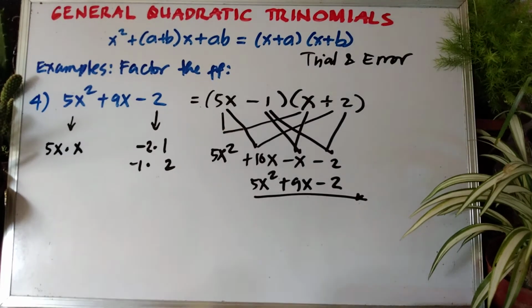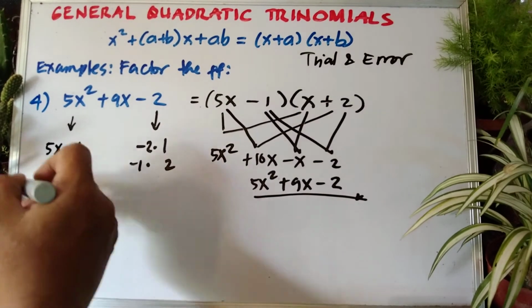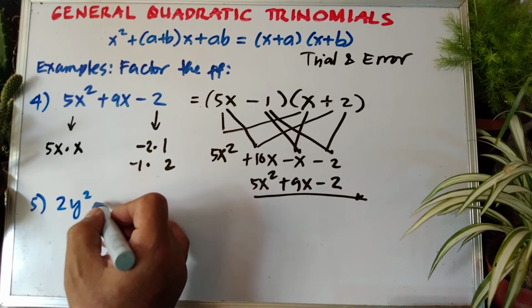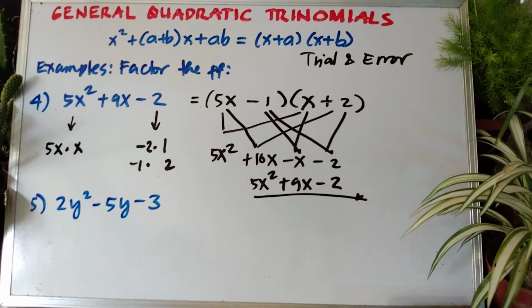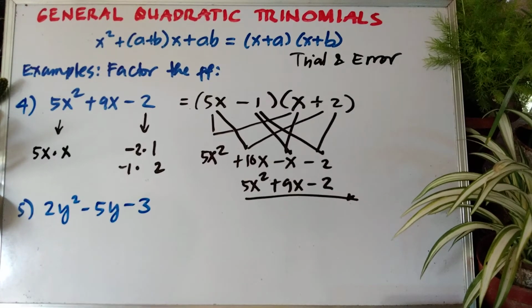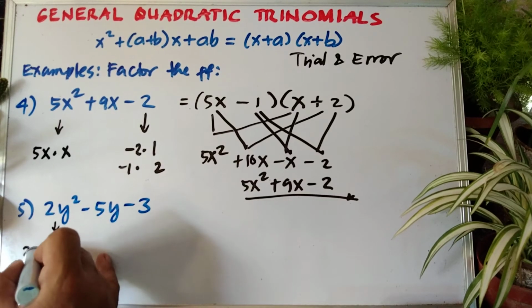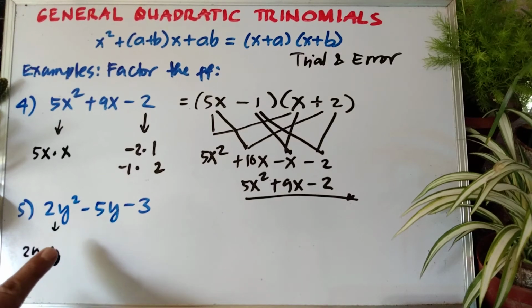Okay, another example. You have example number 5. I will give you that. You have 2y squared minus 5y minus 3. Again, we need to find the factors of 2y squared here. So we have 2y times y. These are the only factors of 2y squared.